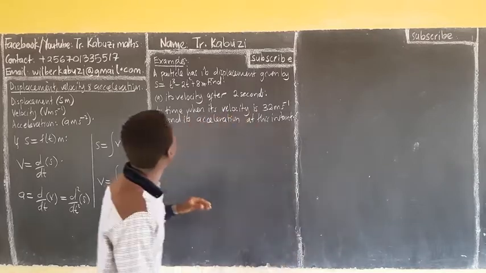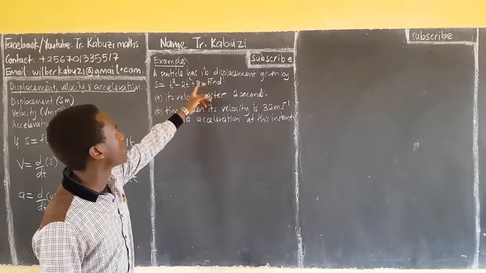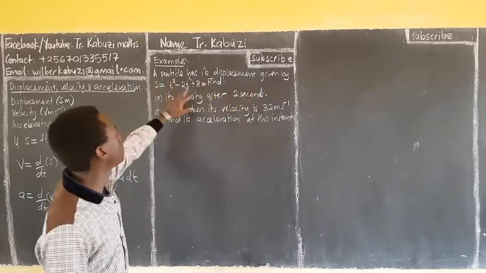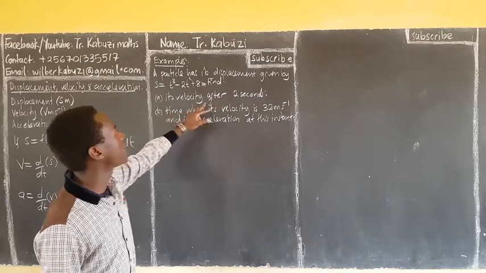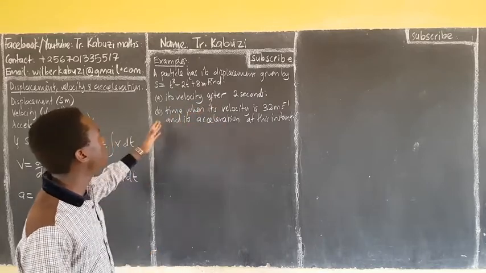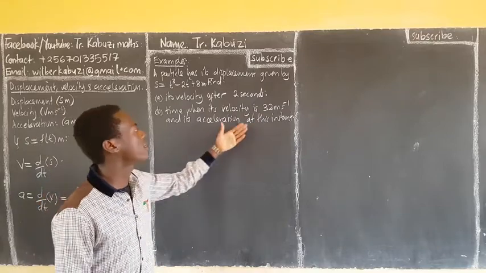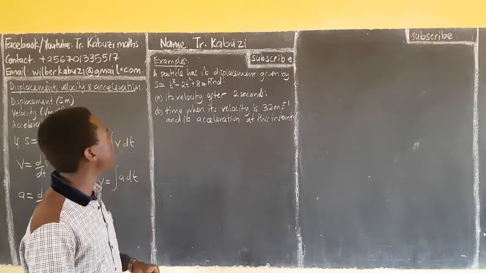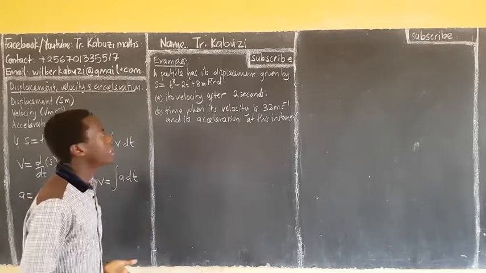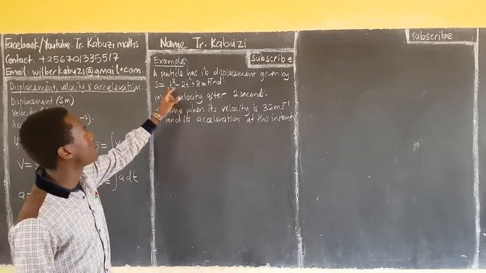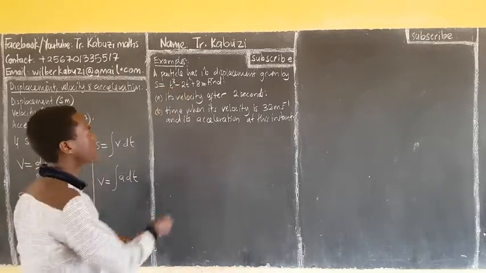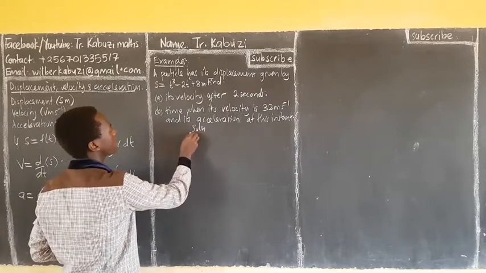Now, here we have a question: a particle has its displacement given by this expression in meters. Find its velocity after 2 seconds. B, the time when its velocity is 32 meters per second, and its acceleration at this instant. What we do, members, is just differentiate. You know that if we have displacement, we can get velocity. So the solution here is very easy.